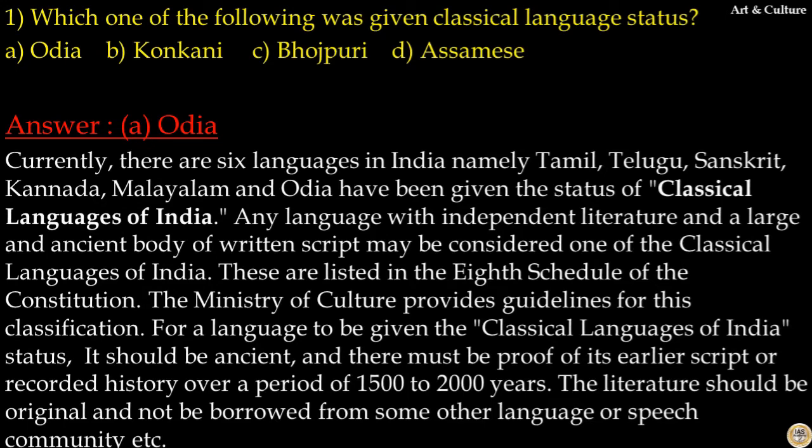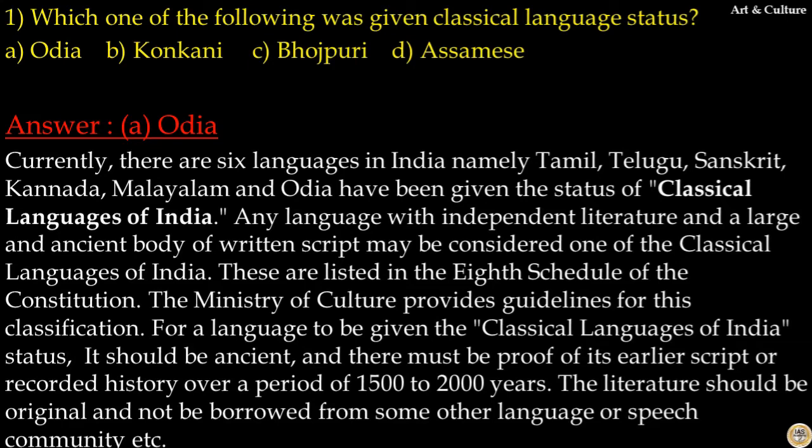Currently, there are 6 languages in India, namely Tamil, Telugu, Sanskrit, Kannada, Malayalam and Odia, that have been given the status of classical languages of India. Any language with independent literature and a large and ancient body of written script may be considered as one of the classical languages of India. These are listed in the 8th schedule of the Constitution. The Ministry of Culture provides guidelines for this classification.